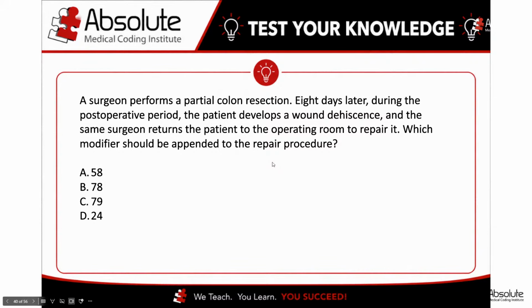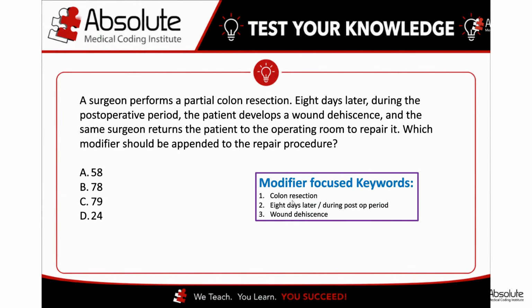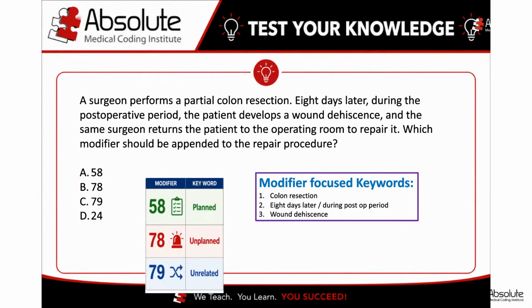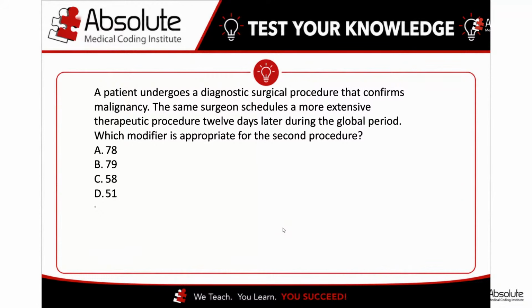All right, so those answers are coming through. And here's what happened. I'm honing in on my modifier focused keywords. Number one, this patient had a colon resection. 8 days later, during that post-op global period, patient developed wound dehiscence. And was it planned, unplanned, or unrelated? It's definitely related, so we're getting rid of the 79. It was definitely not planned, so the answer is B. It's unplanned. And I think you all got that. Outstanding. Okay, let's move on.